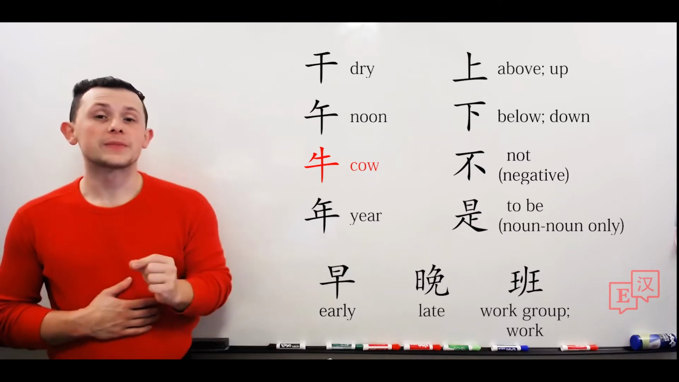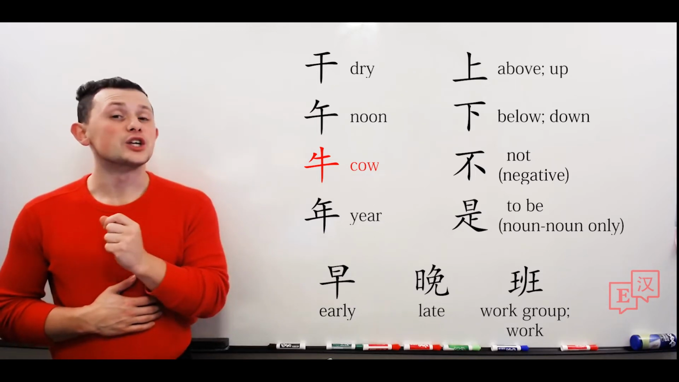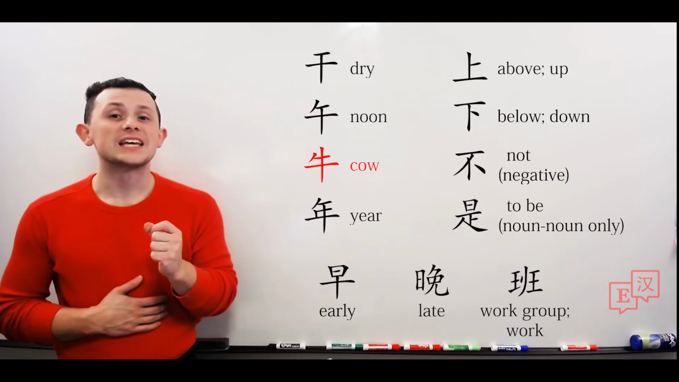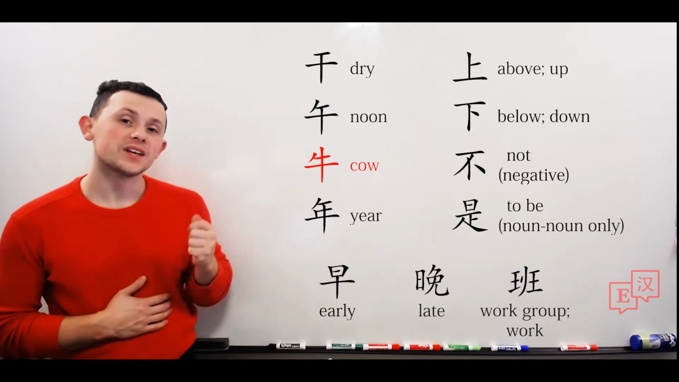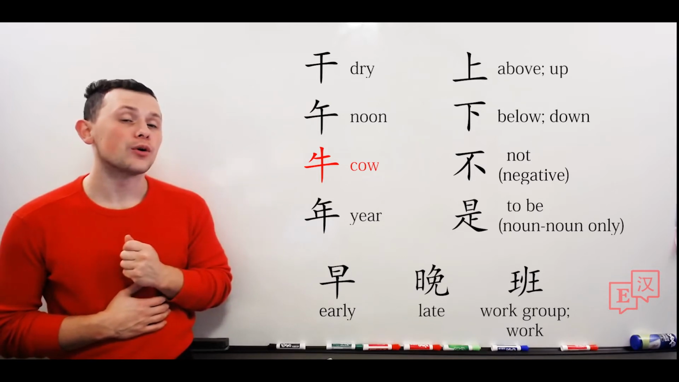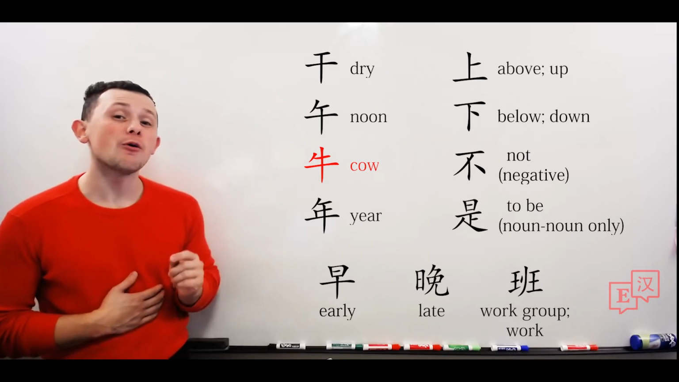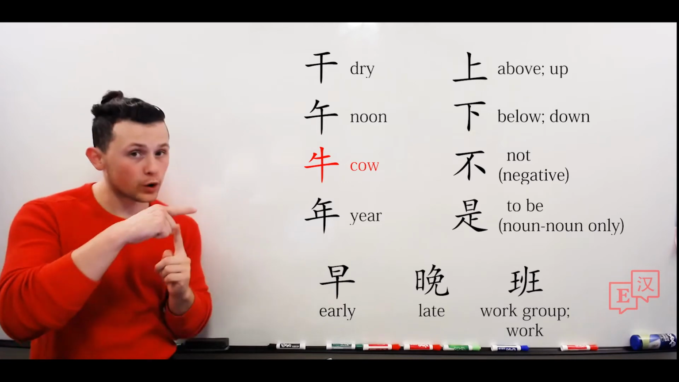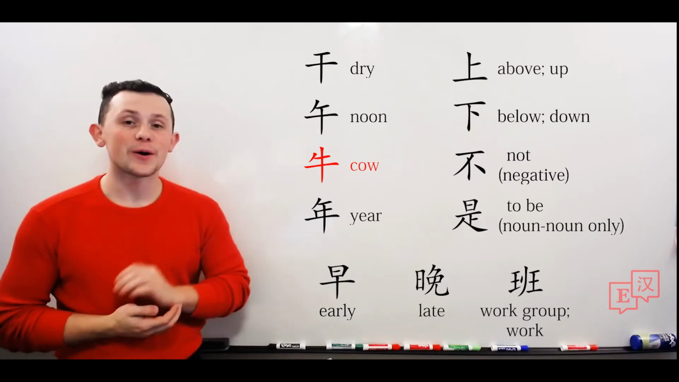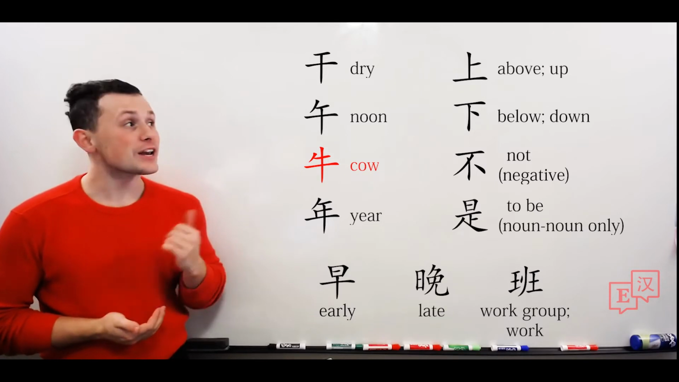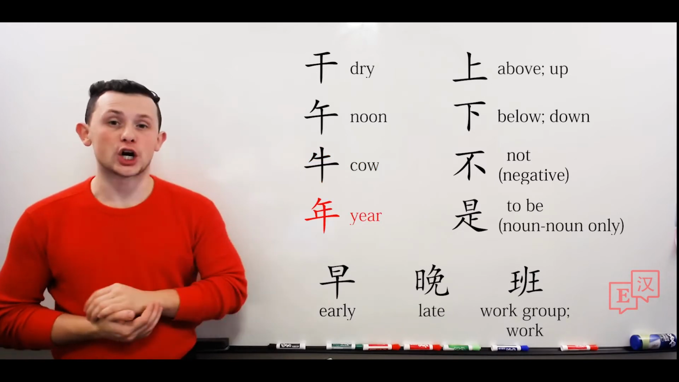Now, our next character, you see that shu, the vertical line hitting the top of our noon, has gone through. This character, pronounced 牛, means cow. Why? Well, because the cow is the only animal that works through noon. 牛.